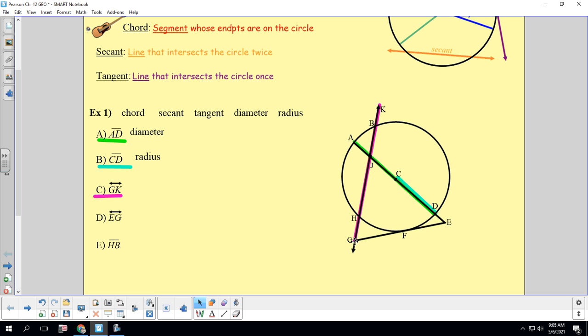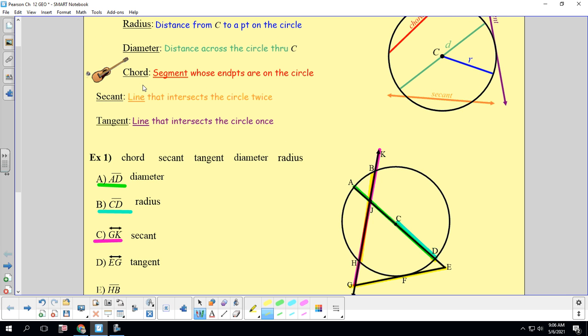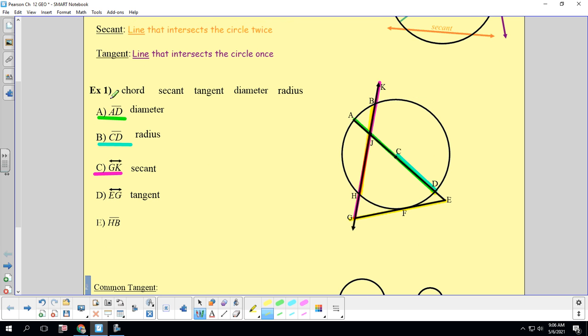GK starts from the outside, goes into the circle, and then goes back out again. It is a secant. EG. Oops, I started the wrong way. EG is outside the circle, gives it a little kiss, and then continues on. That is a tangent. It just touches it once. And then HB. H to B starts on the circle and then ends on the circle, so the endpoints are on the circle. It is a chord. Remember, the H is silent.